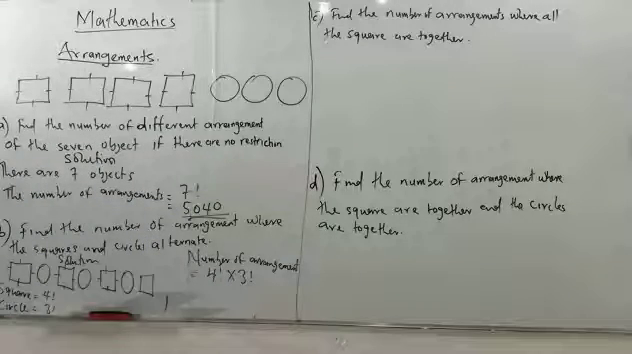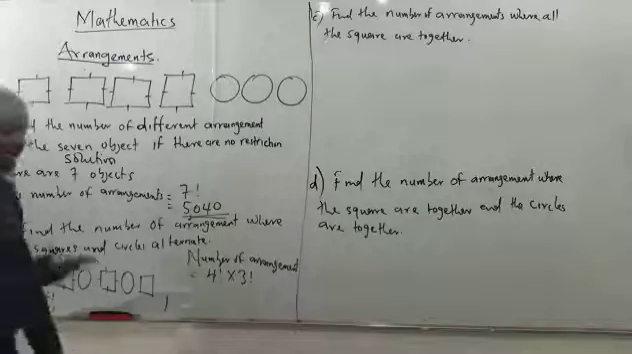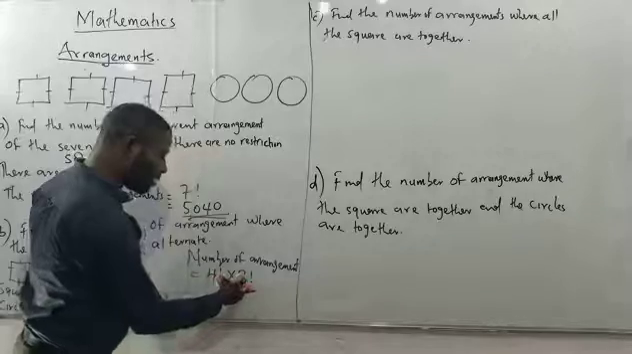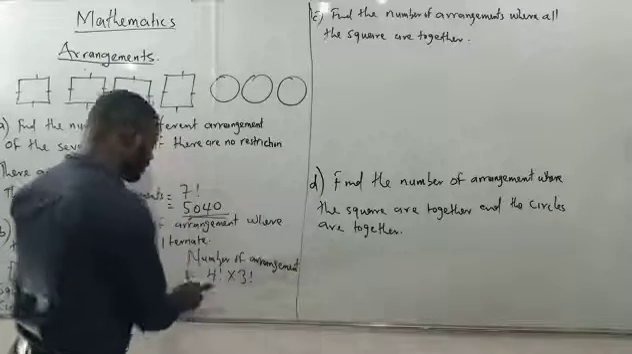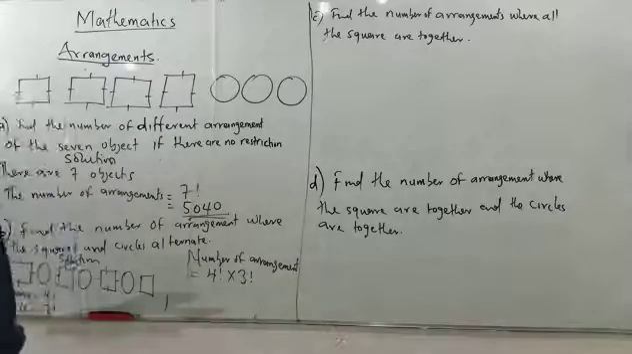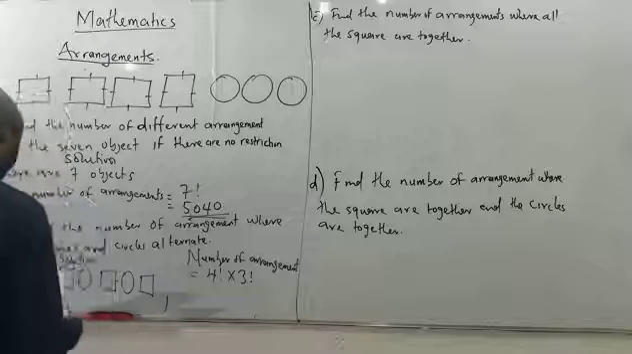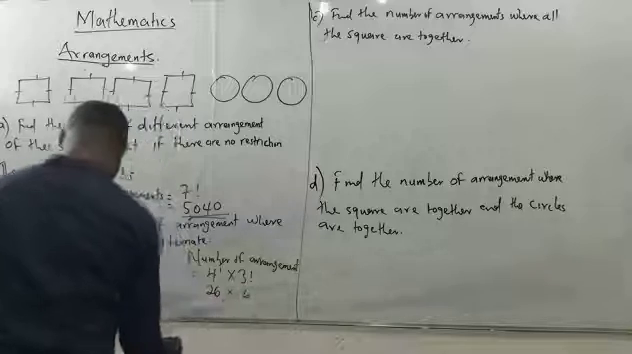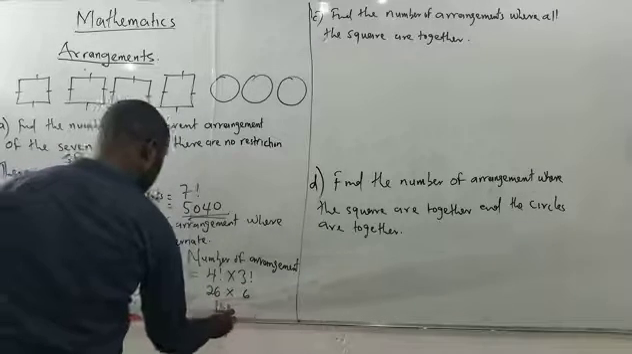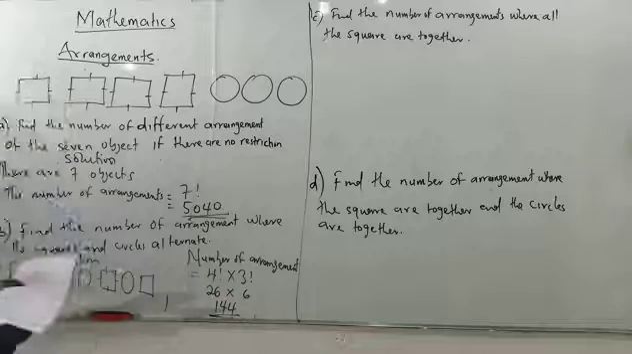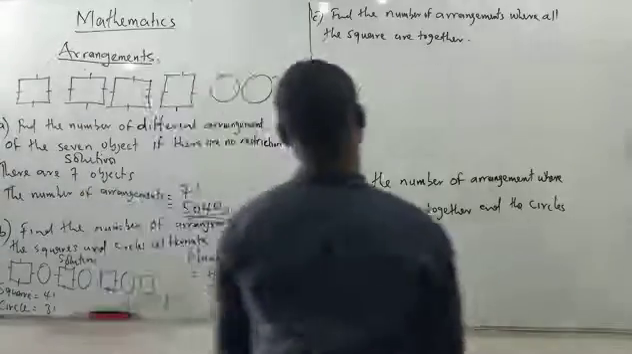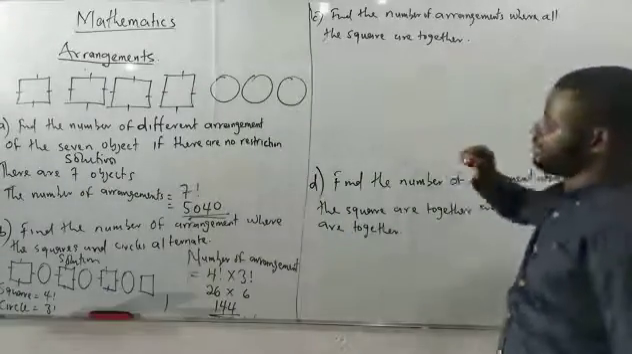It means we can arrange our squares in 4 ways, and we can arrange our circles in 3 ways. 4 factorial, we all know it is 24, multiplied by 3 factorial, which is 6. And 24 multiplied by 6 will give us 144. That is the number of ways of arranging them if they are alternate.